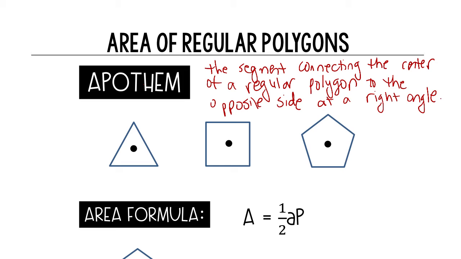So on the triangle, our apothem is going to come from the center and intersect the opposite side and make a right angle. On the square, it comes from the center, intersects the opposite side at a right angle. With the pentagon, it comes from the center, intersects the opposite side at a right angle. That is an apothem.